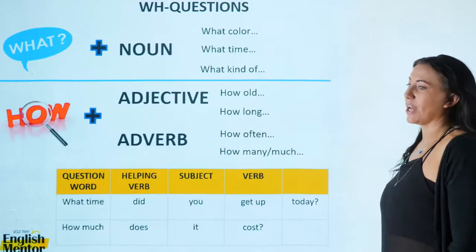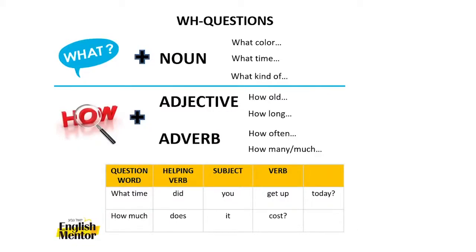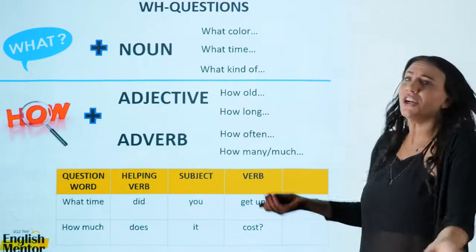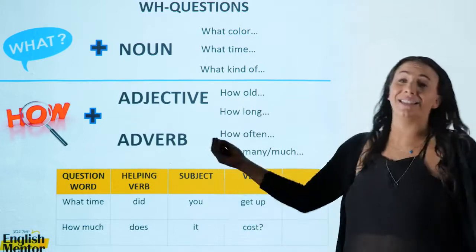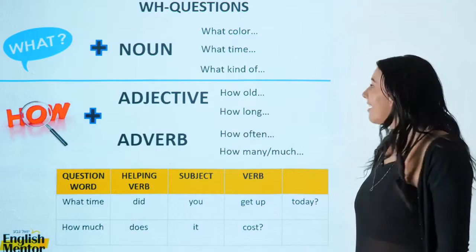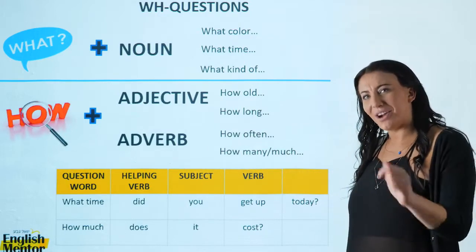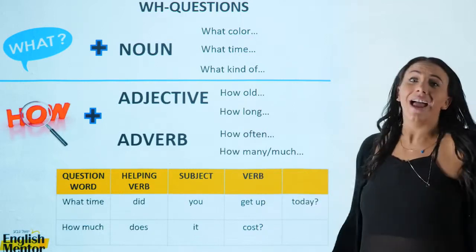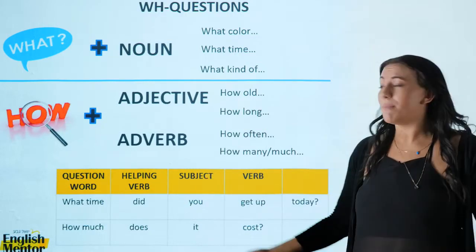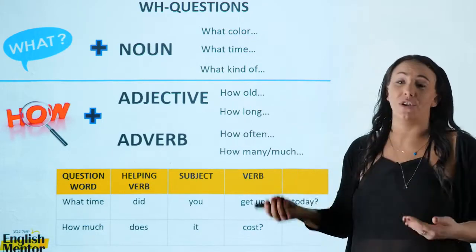Okay? So, what happens if we want even more information? We can add a noun, an adjective, or an adverb to our question word. For example, what plus a noun. What color is it? Or what time is it? Or what kind of people are they? Okay? Or we can do how plus an adjective. How old are you? How long is the line? How often do we come? Or how many, how much, depending on if we can count or not count the noun.